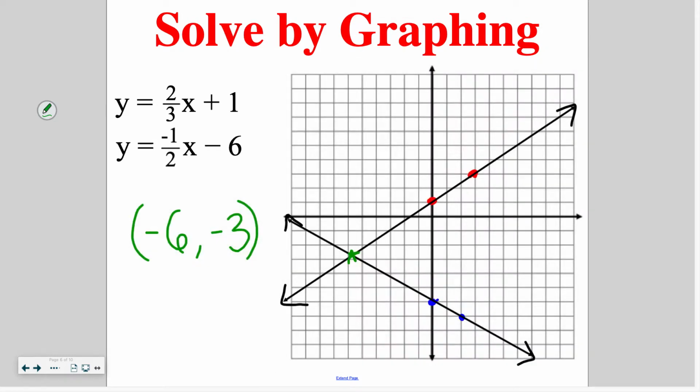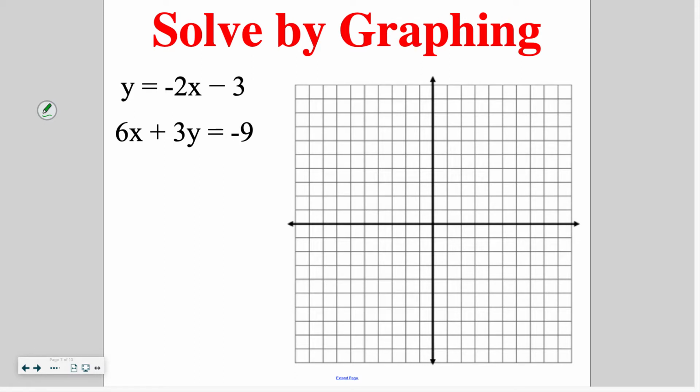So we graph. The first equation has those red dots, the second one with the blue dots. Our point of intersection, again, you can see it wasn't a perfect intersection, but it's roughly at negative 6, negative 3. Again, we can plug that in to check if that is our actual answer.